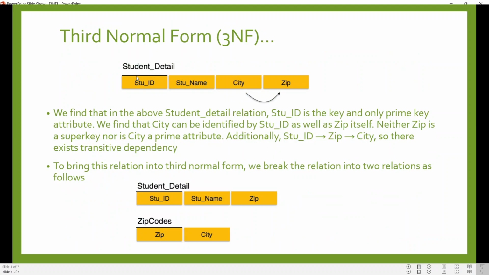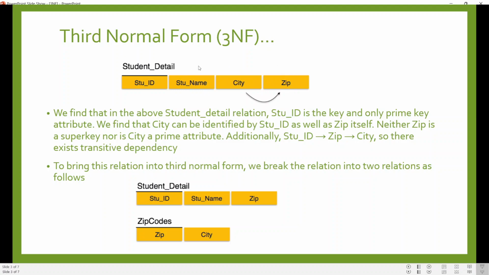We have a relation in which the primary key attribute is student ID, and the remaining non-primary attributes are student name, city and zip. In this relation, we know that we can identify city from student ID. Also, we can determine city by means of zip code. So basically neither the city nor the zip is a primary attribute, nor is it a super key.